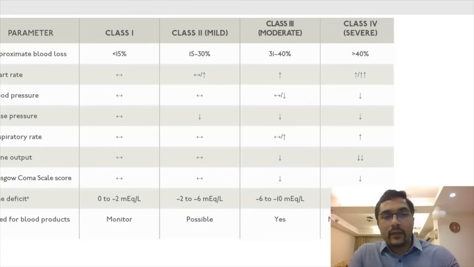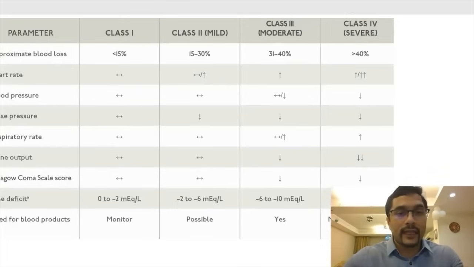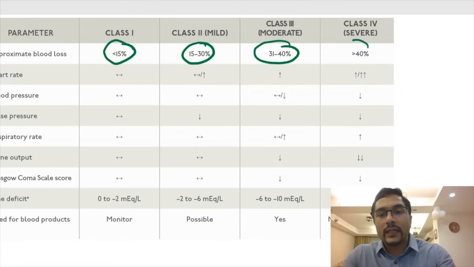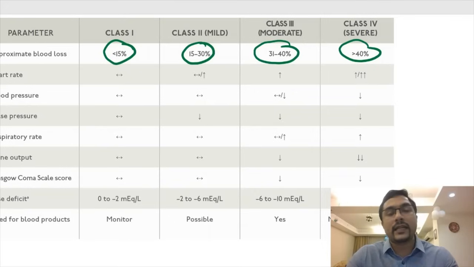So this is the table. I've just told you this is the table. So class 1 is less than 15. Class 2 is 15 to 30. Class 3 is 30 to 40. And class 4 is more than 40. Remember it like the scoring of a tennis game.